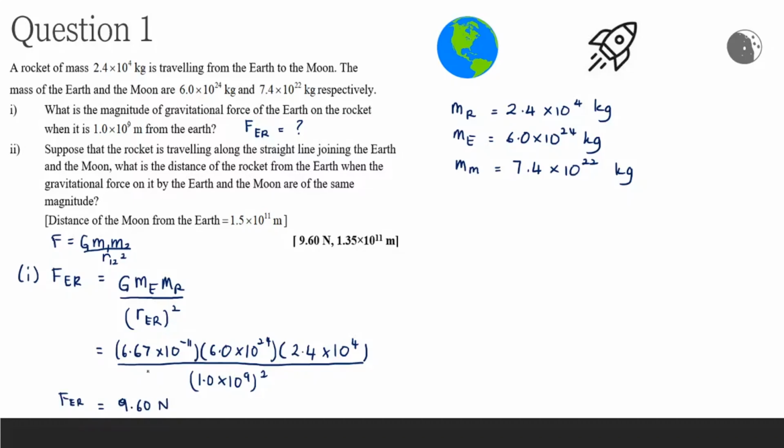Since the question is just asking for the magnitude, we don't have to include direction of FER in our answer. Okay, so let's move on to the second question, where you have the rocket traveling along the straight line. So we are assuming rocket is traveling in a straight line from the Earth to the Moon. So this is the straight line that we're talking about. What's the distance of the rocket from the Earth? Okay, rocket to the Earth is this distance, center to center, yeah? So let's call it X, maybe. Okay, X.